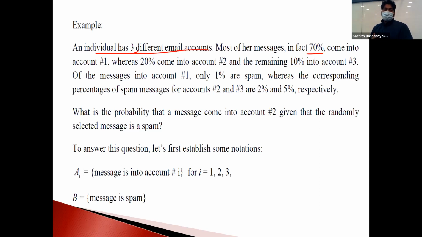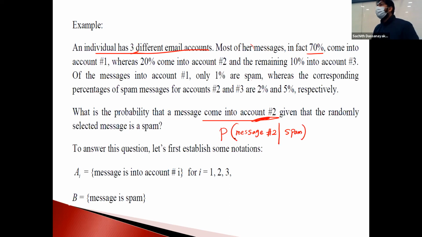Okay, so what is the probability that the message came into account 2, given that the message is spam? Simply in words, that is what you need to find. So let's say probability of message in account number 2, given that the message is spam.